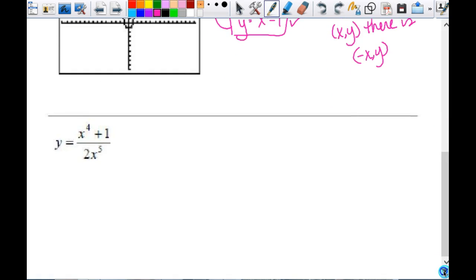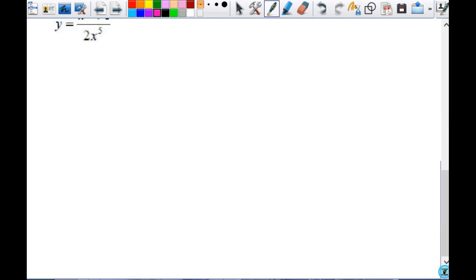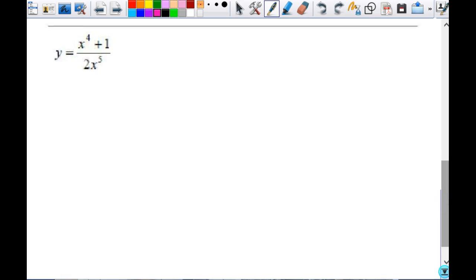Here's the next one. Now this one doesn't have a graph. So let's talk about what we have to do here. We're going to write it down. You don't get to go graph it on the calculator and cheat. Since you don't know what it looks like, maybe you do, probably don't, then we are going to have to check each one of them. So I'll start with x-axis symmetry.